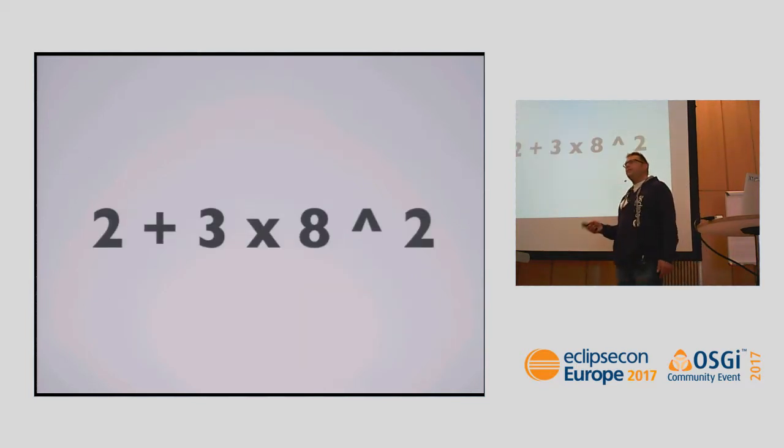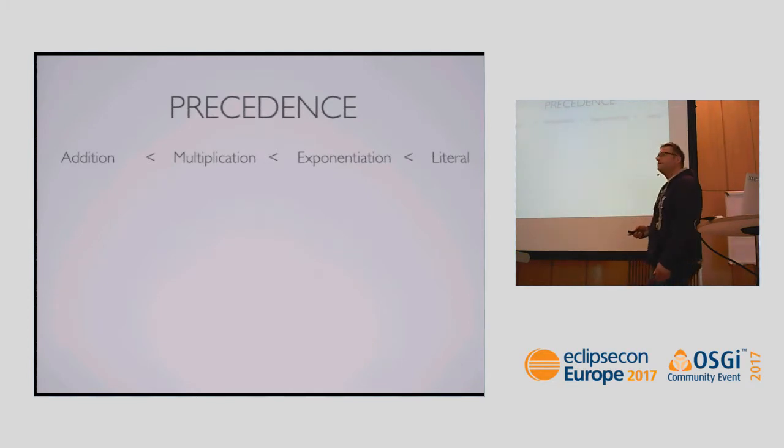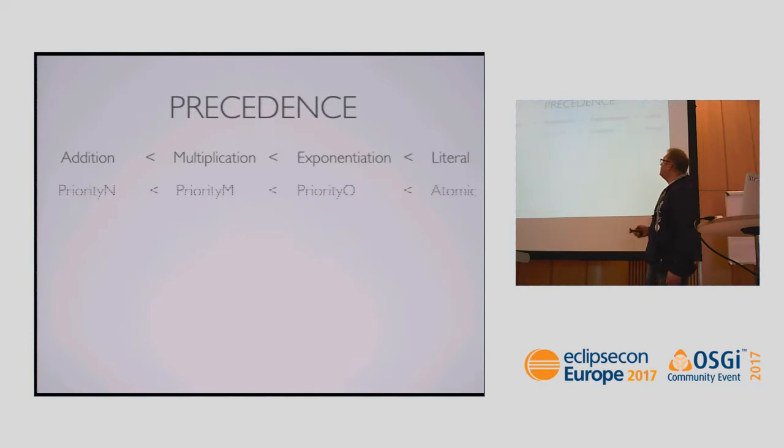Now let's take it one step further. You don't only have sums, but different kinds of operators. So what do we have to solve? Precedence. We have to say, okay, an addition has lower precedence than a multiplication, and at the end we have a literal. In other words, we have rules of any kind of priority chaining each other until we find an atomic. That's the rule with the highest precedence.